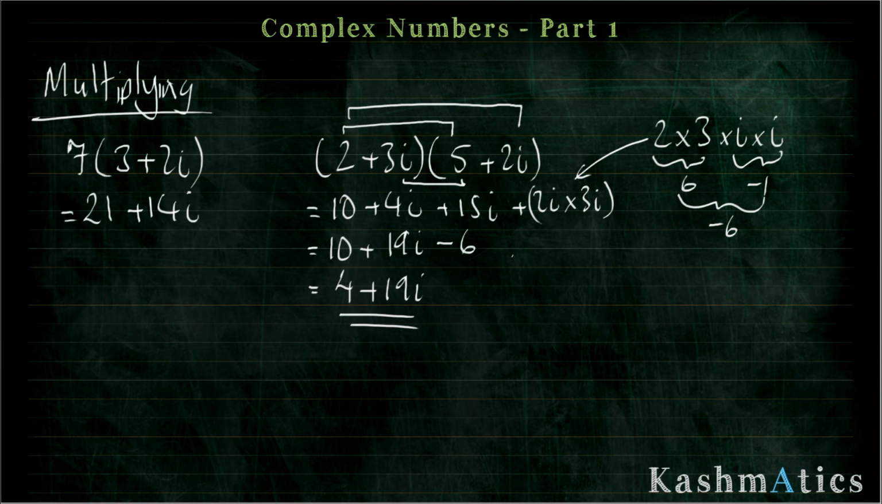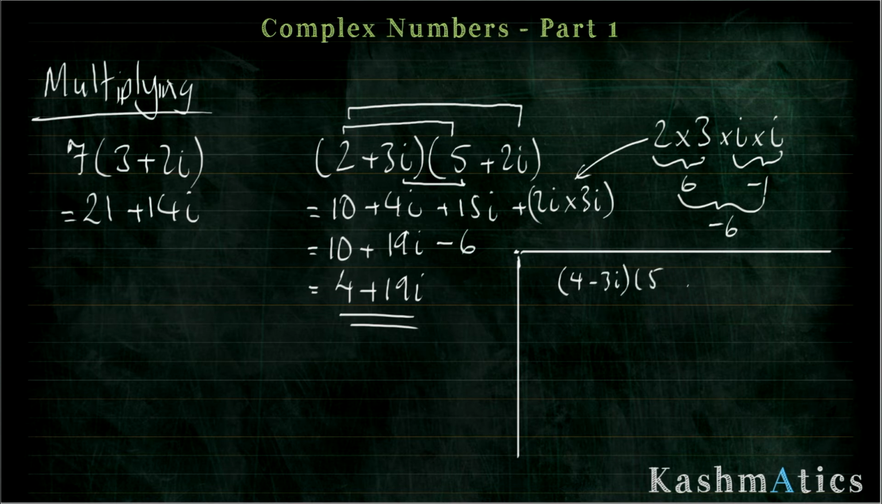Okay, and I'll try to do this in fewer steps. So let's just do one more over here. Let's imagine we had 4 minus 3i and 5 plus 6i. I'm going to try and be extra careful here. So 4 times 5 is 20. 4 times 6i is 24i. Minus 3i times 5 is minus 15i.